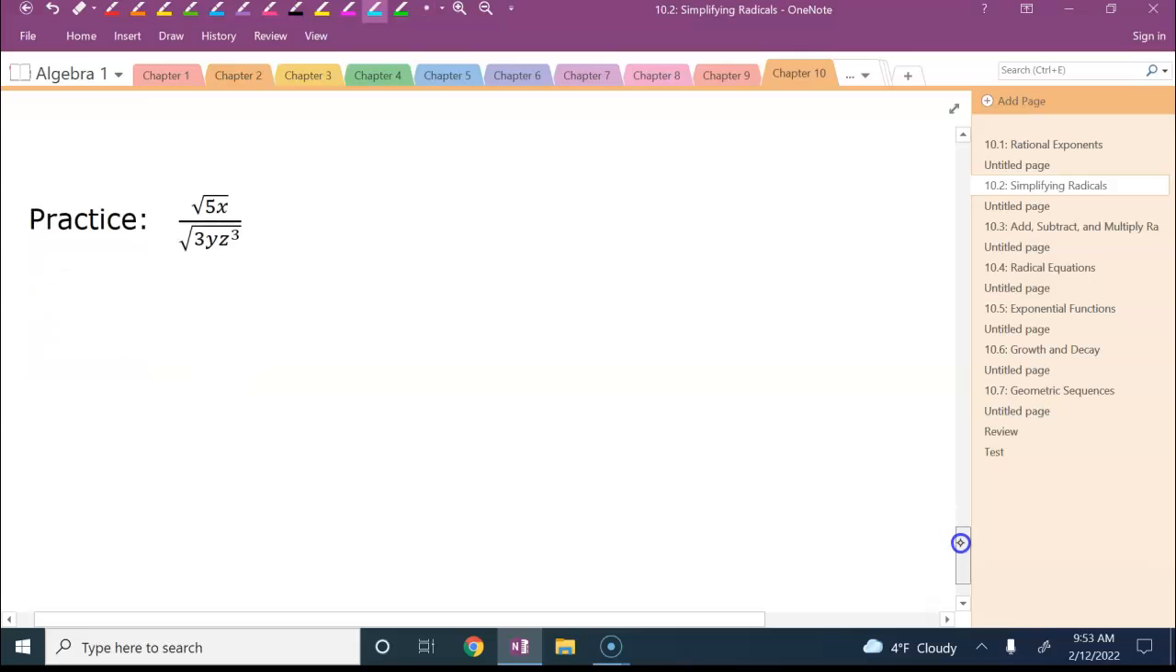So I want you guys to go ahead and give this practice problem a try. So pause the video, figure out what you need to do to your problem in order to get rid of that square root sign on the bottom, and then go ahead and simplify it. And then when you're ready to see the solution, you can resume watching the video.